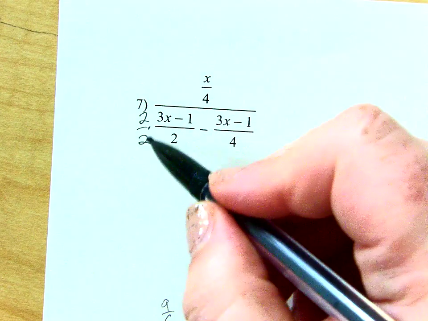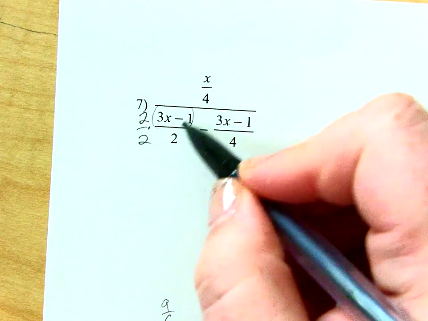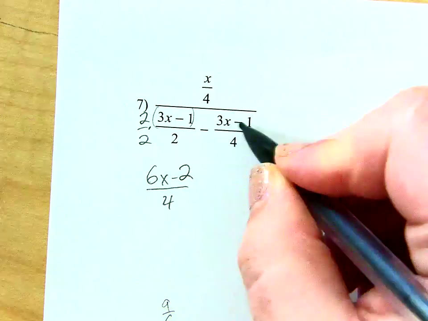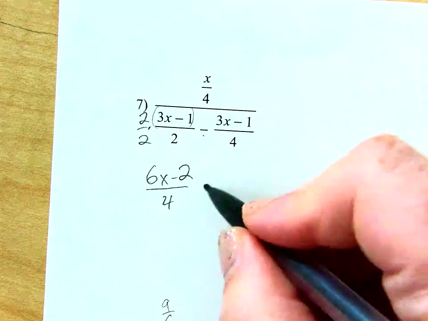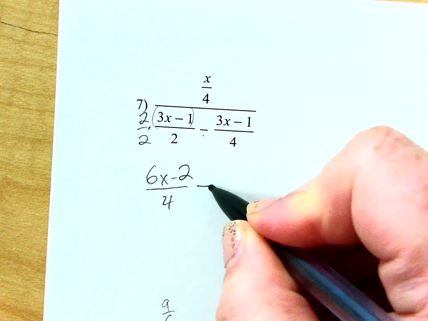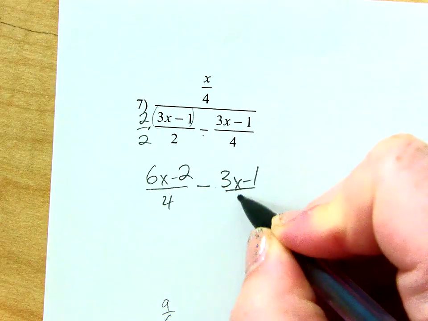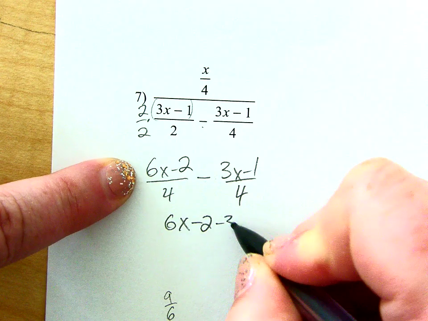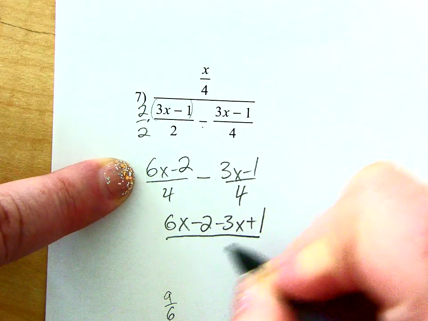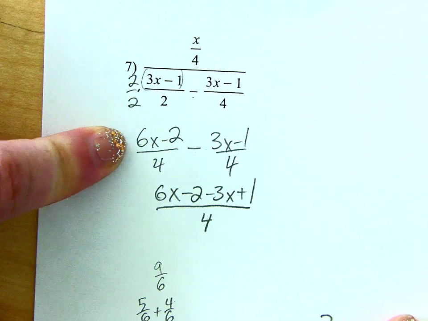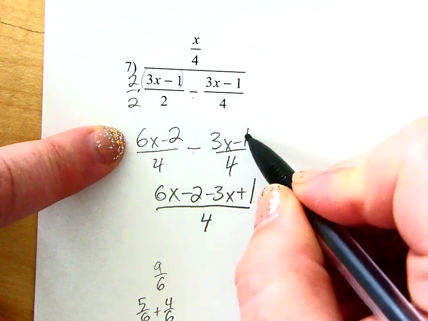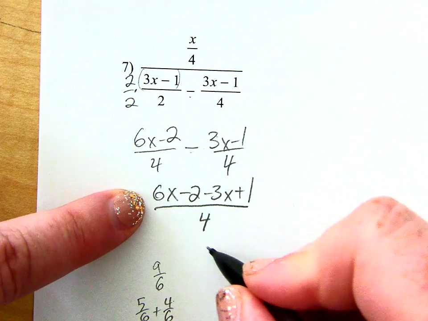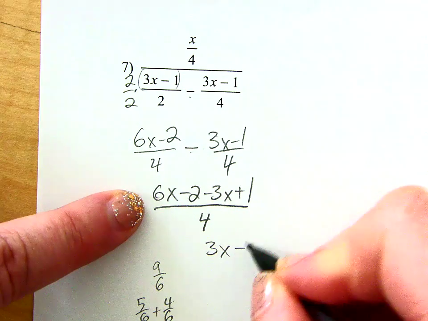Please be careful, though. When you multiply this by 2, you're multiplying all of that by 2. So it's really (6x minus 2) over 4. And be careful, this is subtraction, and you have to subtract all of that. So you're going to have (6x minus 2 minus 3x plus 1) all over 4, because you have to distribute that negative to both of those pieces. So when I finally simplify this denominator, I get (3x minus 1) all over 4.